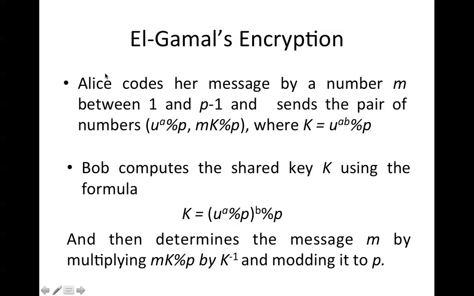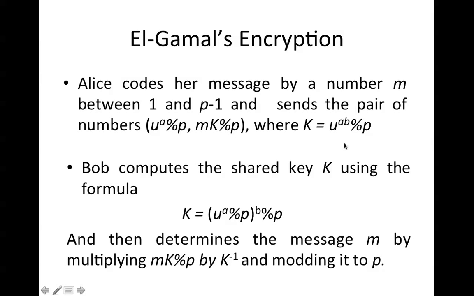So that comes with the contribution of this man whose last name is Al-Gamal, an Egyptian, I guess, scientist. And so here's what he suggested. Alice codes her message by a number, and this is what we said earlier. There's nothing new there. Some number between 1 and p minus 1 will be her message, and that's perfectly all right. And she sends the pair of numbers, which would be basically her public key, and the message times the shared key between Bob and her.